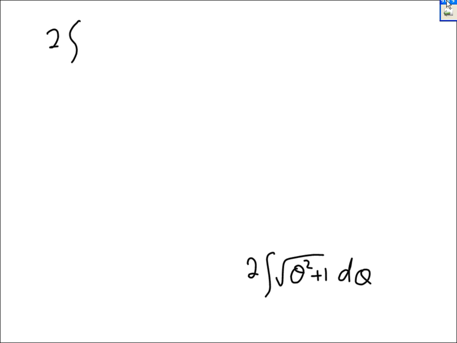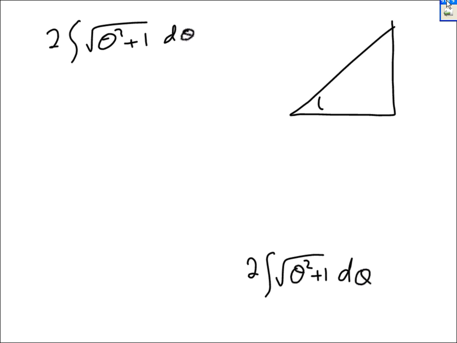2 times the integral of the square root of theta squared plus 1 d theta. Well, I make a u substitution. I call that side theta squared plus 1. I'll call that theta and that 1. The Pythagorean theorem is justified.